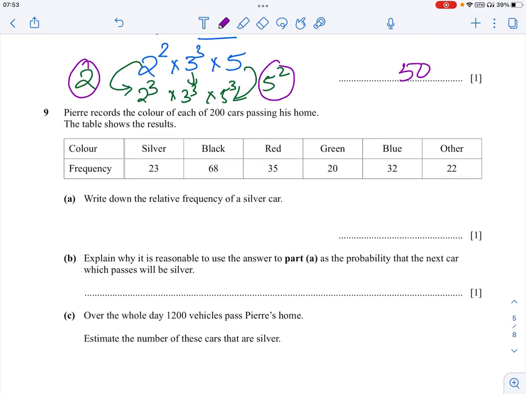Payne records the color of each of 200 cars passing his home. Write down the relative frequency of the silver car, which is 23 upon 200.